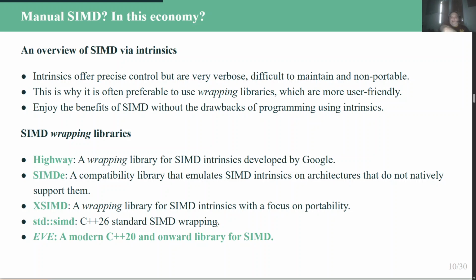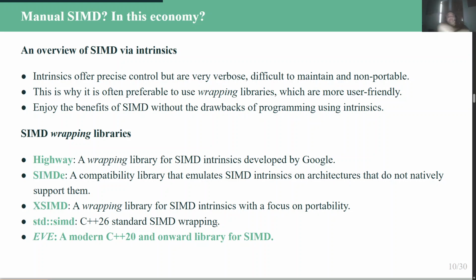Highway, which is developed by Google, is a wrapping library that uses macros and reentrant code generation. It works. As usual, caveat, it's a Google library. It exists right now. Will it exist in a month, in a year?